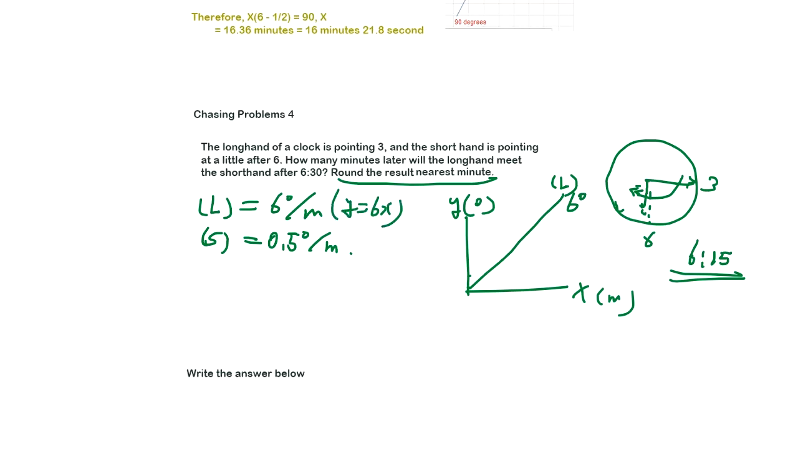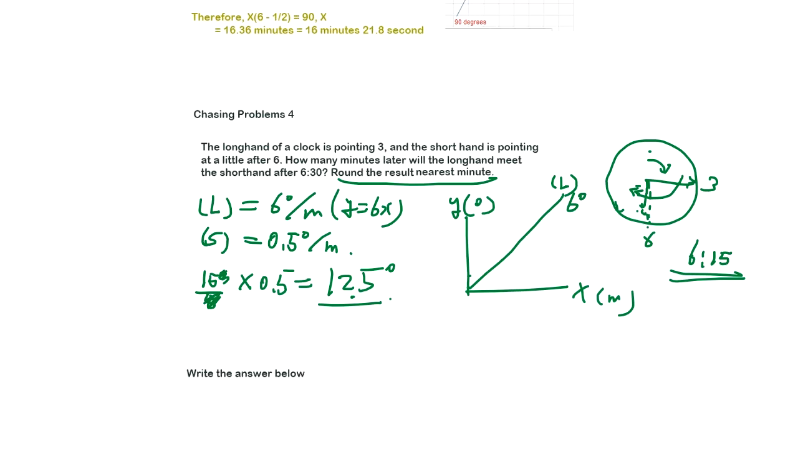Let's calculate this handicap. The longhand moved 15 degrees. 15 degrees divided by 6, that's how many minutes? Oh no, 15 minutes. 15 minutes times 0.5 is 12.5 degrees. That's how much the shorthand moved during 15 minutes.